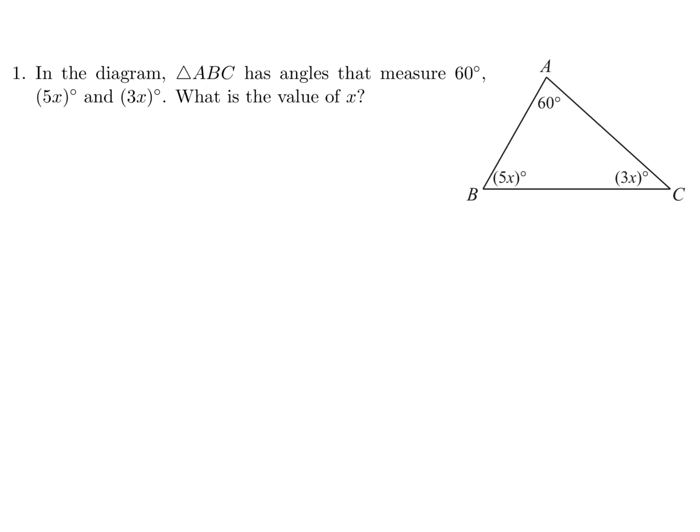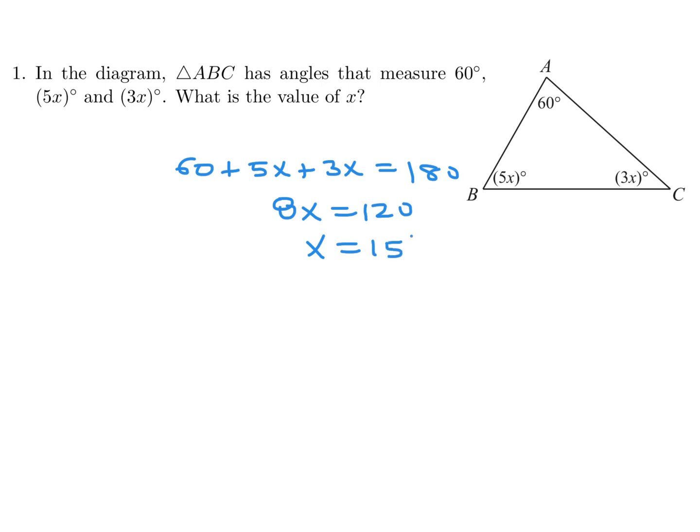In the diagram, triangle ABC has angle measures 60, 5x, and 3x. What is the value of x? The sum of the angles of a triangle adds up to 180, and therefore 60 plus 5x plus 3x is 180 degrees. Therefore 8x is equal to 120, and therefore x is equal to 15 degrees.